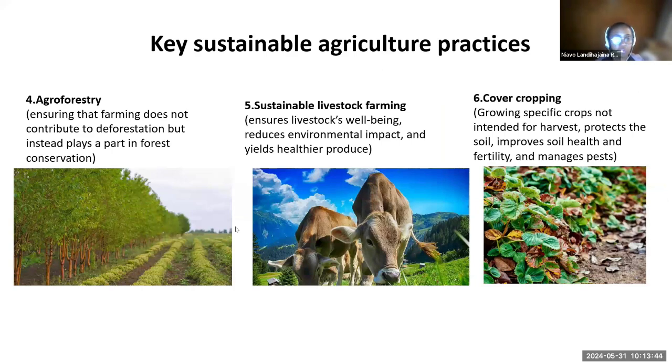Next, agroforestry, where we plant trees and can also carry out agricultural practices. These two main steps contribute to avoiding deforestation and conserving the forest. Next, we can see sustainable livestock farming, because it reduces environmental impact and yields healthier produce. Cover cropping helps by growing crops not intended for harvest; these crops protect the soil, improve soil health and fertility, and finally help manage pests.